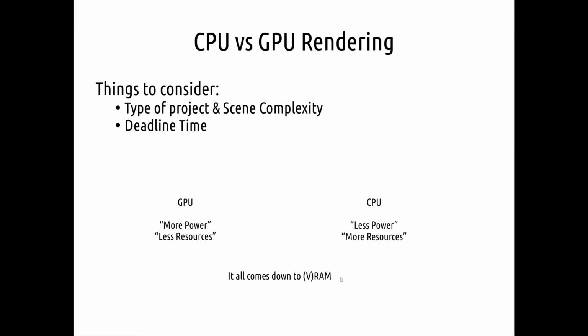It all comes to RAM or VRAM. So basically, if you're rendering on your GPU, you're rendering on the RAM that your GPU has, and generally that's going to be a lot less than the RAM that's in your computer. So this basically means if you have a lot of complex scenes, you probably won't even be able to fit it on your GPU to render it out. So in that case, you don't really have a choice, and CPU is going to be your best friend.